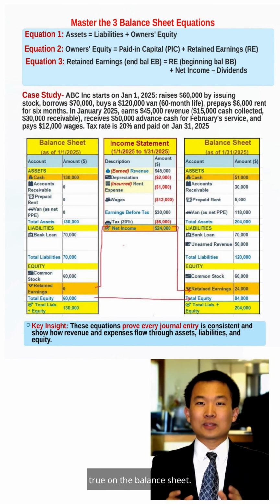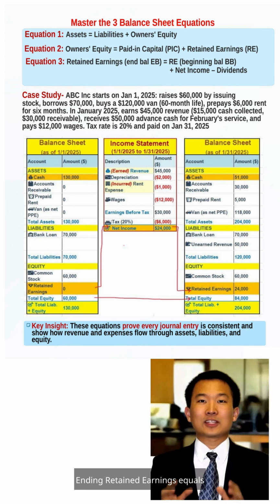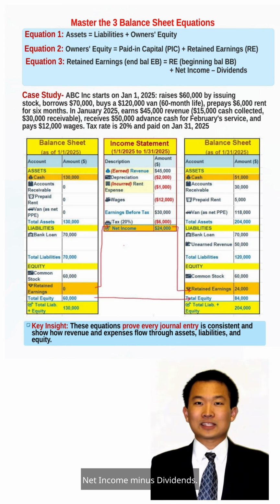Today, let's go back to the basics of accounting and review the three equations that must always hold true on the balance sheet. Assets equal liabilities plus owner's equity. Owner's equity equals paid-in capital plus ending retained earnings. Ending retained earnings equals beginning retained earnings plus net income minus dividends.